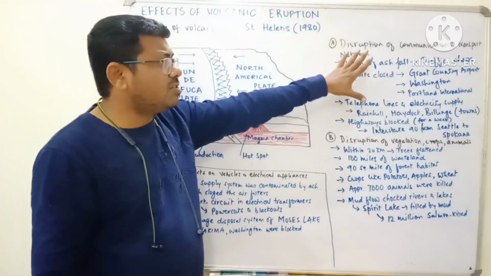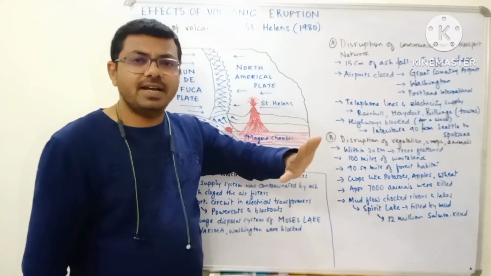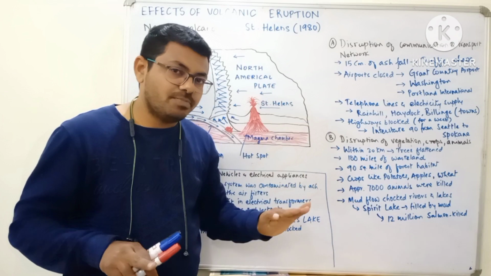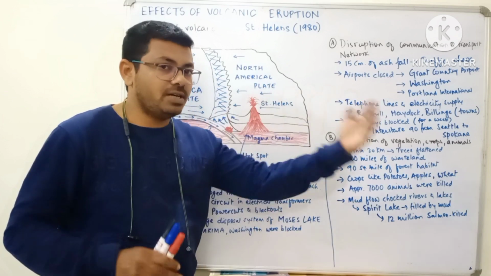So the first effect is on communication and transport network. Airports, telephone, electricity and highways were completely disrupted. The services were disrupted for at least a week because of the eruption.